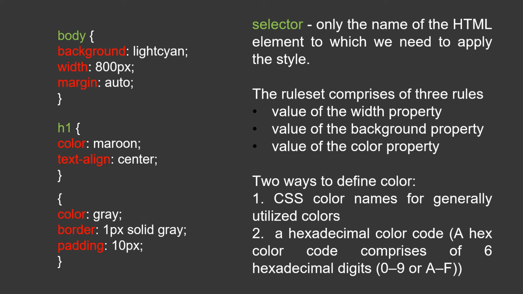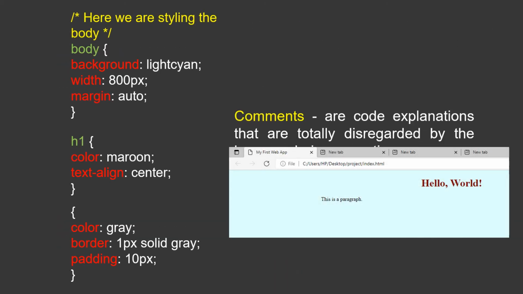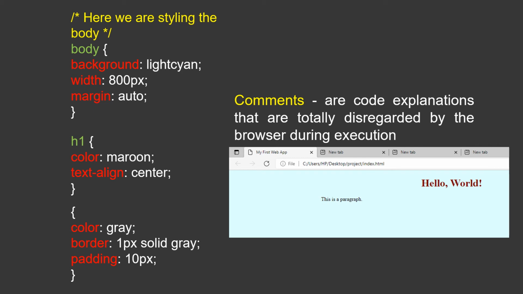There are two ways to define color: 1. CSS color names for generally utilized colors, or 2. A hexadecimal color code. A hex color code comprises of 6 hexadecimal digits, 0 to 9, or A to F. In the given example code, we used the first option, which is to use the color names for generally utilized colors. Although comments provide a better overview about how a particular part of the code works, it is recommended that these comments should be limited and used only when it is needed.